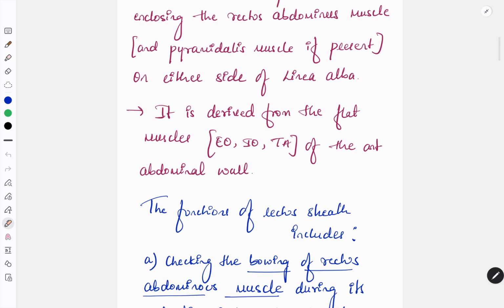But where is it derived from? See, it is derived from the flat muscles, that is external oblique, internal oblique, as well as the transverse abdominis of the anterior abdominal wall. These three muscles, as you all know, form the anterior abdominal wall. They are nothing but your external oblique, internal oblique, and transverse abdominis. From these three muscles only rectus sheath has been derived.